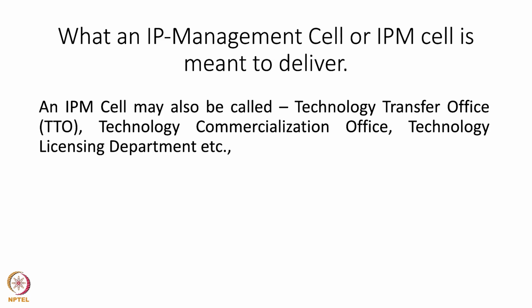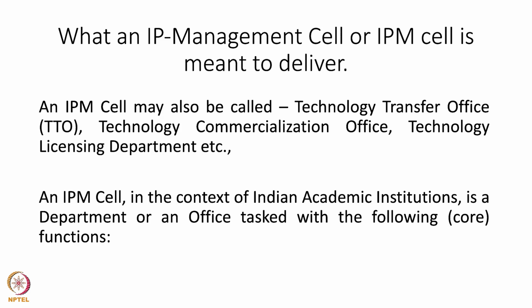The IPM cell may also be called the Technology Transfer Office, TTO, Technology Commercialization Office, Technology Licensing Department. It can have different names. It can be called the Patent Cell, it can be called the Intellectual Property Cell, so IPR Cell. But the objective of this body is to protect, develop, identify, and commercialize intellectual property that comes out of the university. Now, let's look at the core functions of an IPM cell.